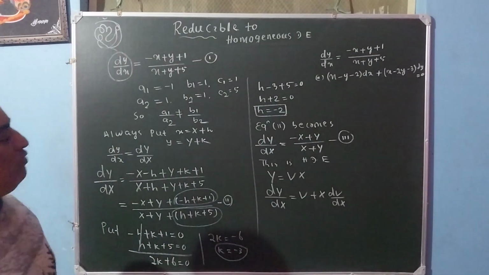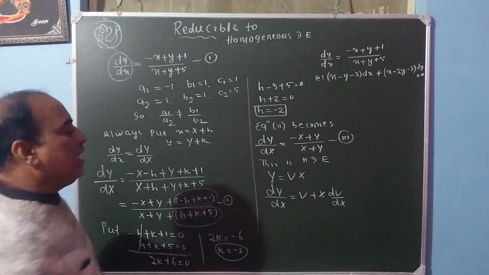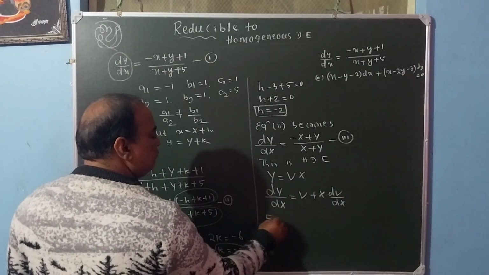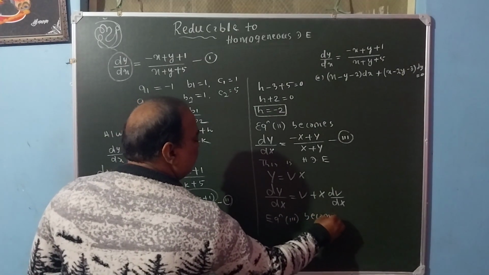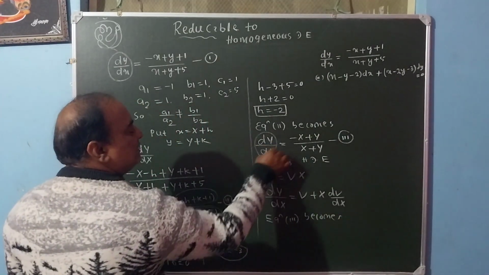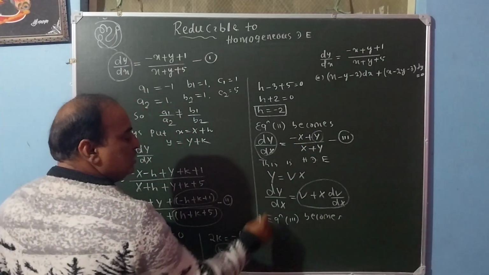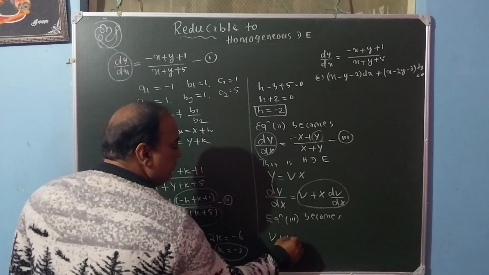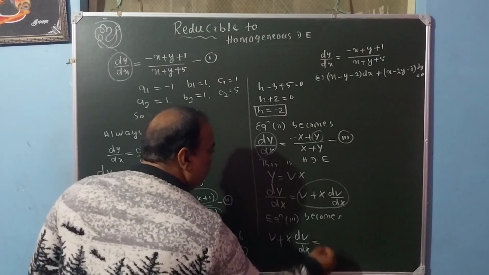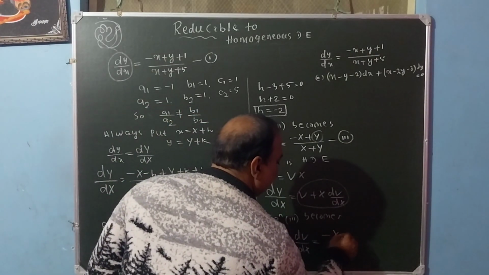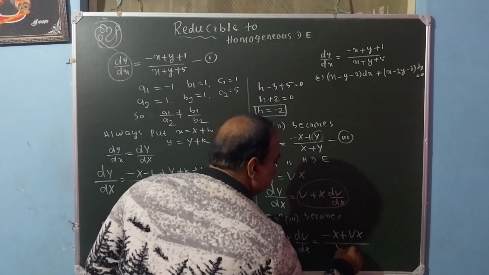Okay, applying the product formula, putting these values of dy by dx in equation 3. So equation 3 becomes: in place of this we have to put this, in place of y we have to put vx. So now v plus x dv by dx is equal to minus x plus vx divided by x plus vx.